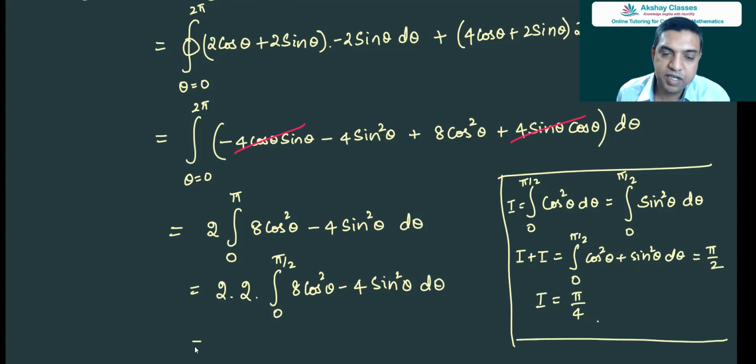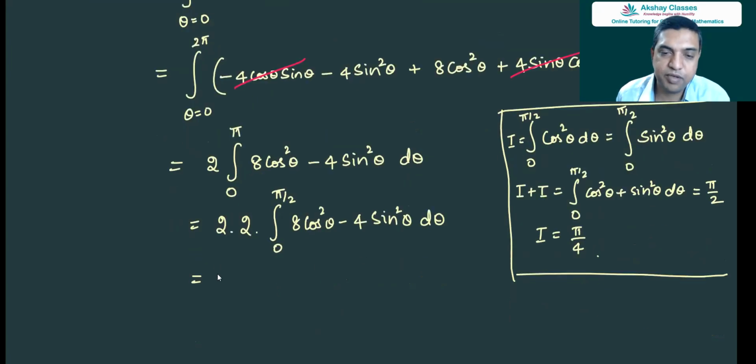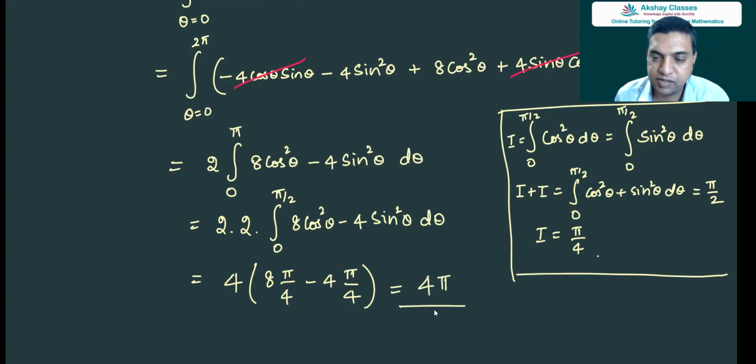So both cos square theta and sine square theta integrals from 0 to pi by 2 are pi by 4. So this is 8 times pi by 4 minus 4 times pi by 4. So we get 2 pi minus pi is pi. So we get the answer as pi. This is the integral.